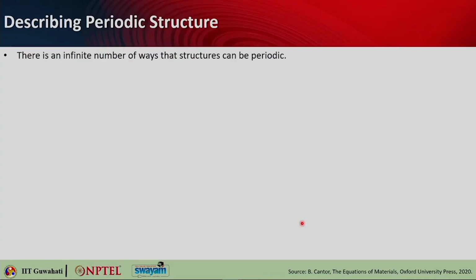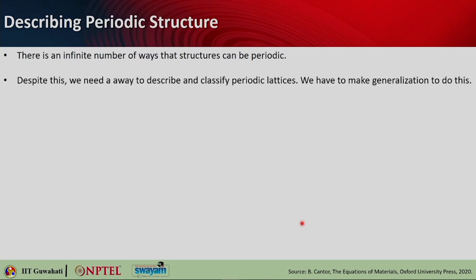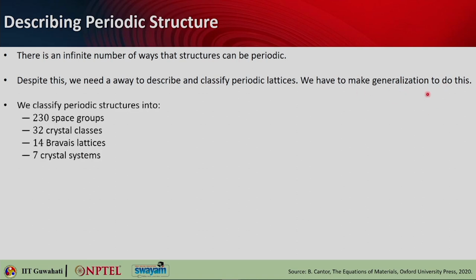Now how do you describe periodic structures? There is an infinite number of ways that the structures can be periodic. Despite this, we need to find a way to describe and classify periodic lattices. So we have to make generalizations to do this. So what are the generalizations? We can classify periodic structures into 230 space groups, which can be classified into say 32 crystal groups, or you can say they can be classified into 14 Bravais lattices.